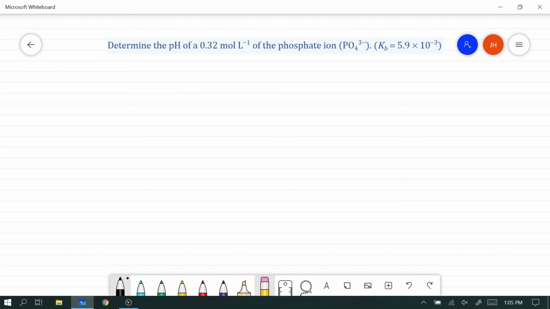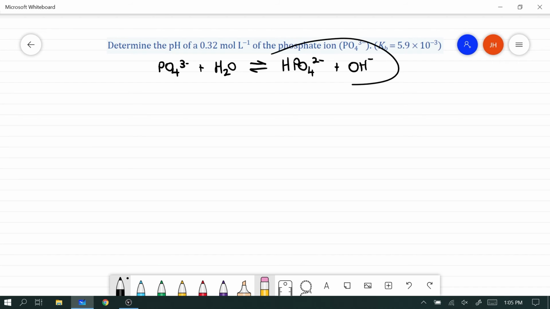So the first thing that we should do, again, is write out an equation. We know that we have a phosphate ion, and it's going to be interacting with water. We're being told that it's a base, so it should be accepting a proton from the water, which means that we are forming hydrogen phosphate and hydroxide ions. Keeping all this in mind, we see again we're reacting in a 1-to-1 ratio.